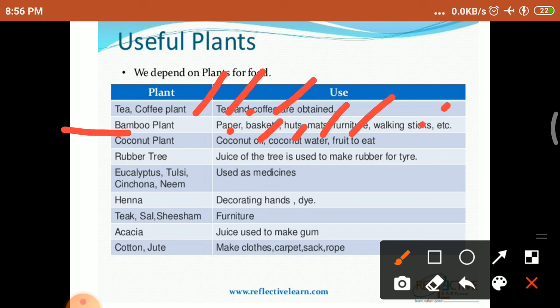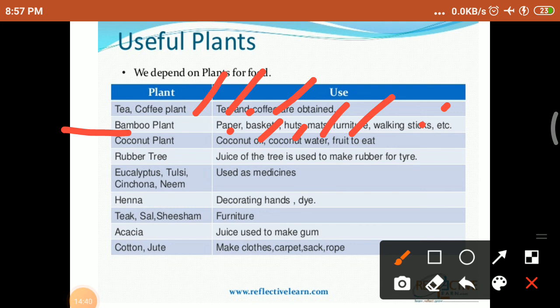You know that your grandfathers are using the walking stick. These walking sticks are made from the bamboo plant. And we know that paper, we are writing on the paper, no, that paper is made from the bamboo plant. And basket, hut, mat, furniture, so many things we are getting from the bamboo plant.